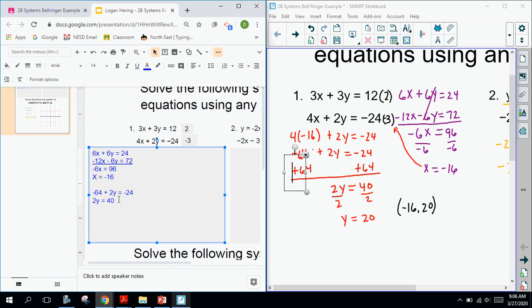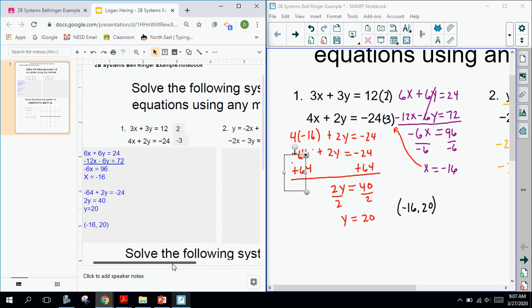And once again over here on my Google slide, I don't necessarily need to write the divide by 2, so I'm just going to leave that alone and bring down the equals. So here we go, enter, equals, so y is equal to 20 in the end. And then my final answer I should write as an ordered pair: parenthesis, -16, comma, and 20. All right, so as far as that one goes, we're good.